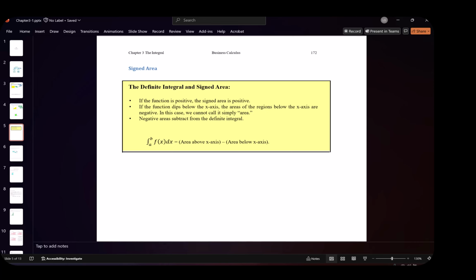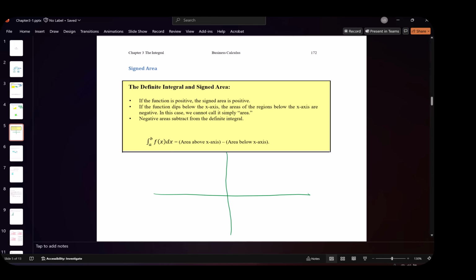The definite integral and the signed areas, and by signed we mean positive and negative. So if the function is positive, the signed area is positive. If the function dips below the x-axis, the areas of the regions below the x-axis are negative. In this case, basically when it's negative, we cannot call it simply area. Negative areas subtract from the definite integral. So if we have a definite integral, it would look like this. It's definite because we have a start point and an end point. An indefinite integral, we would just have the function, we wouldn't have the beginning or end.